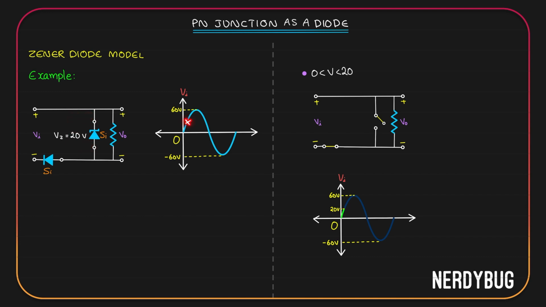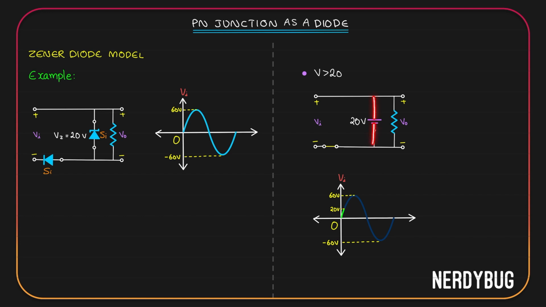So we can say from 20 here to 20 here, the model will be the same. For V greater than 20, this is how the circuit model will look like. Note that I have taken the positive terminal of the cell where the N side of the Zener diode is. I've taken the negative terminal of the cell where the P side of the Zener diode is, because this is happening when the Zener diode is in the reverse breakdown region.